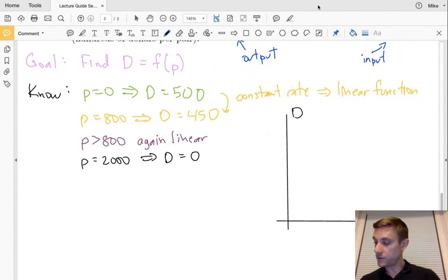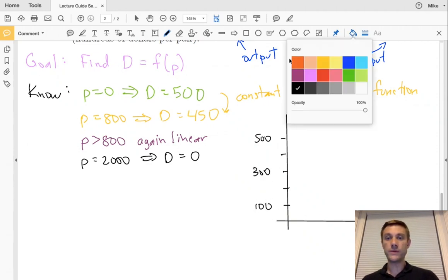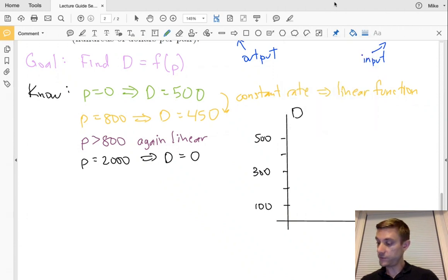So maybe along the vertical axis, we can make some tick marks that take us along, and let's do it from this direction. So let's go 100, 200, 300, 400, 500 kind of thing. And then we know at price 0, we have ourselves a point right along that vertical axis, that D axis. We know another point.